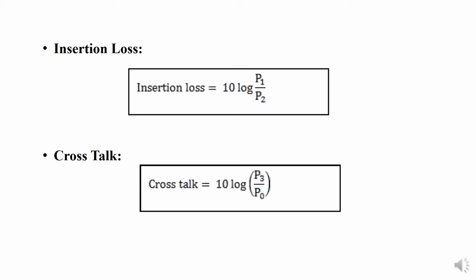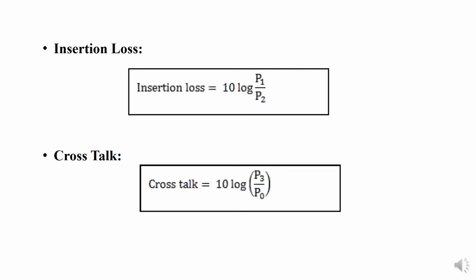Next we have to see what is insertion loss. It is the loss for a particular port to port path, that is, if input is given to the ith port and output is to be taken at the jth port. So insertion loss is given by 10 log of Pi by Pj. I repeat, 10 log of Pi by Pj, where Pi is the input port and Pj is the output port.